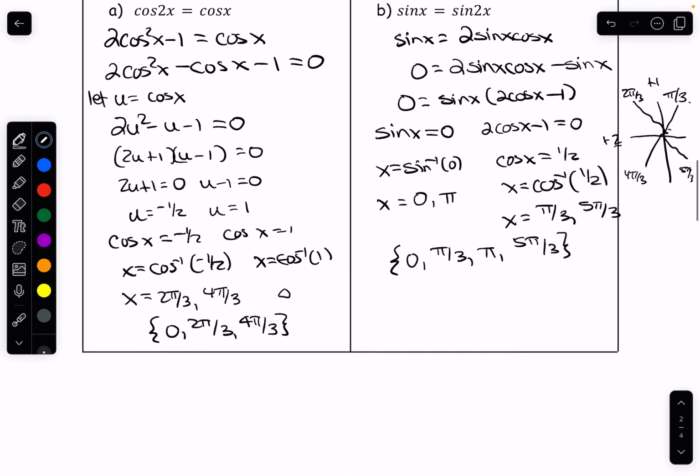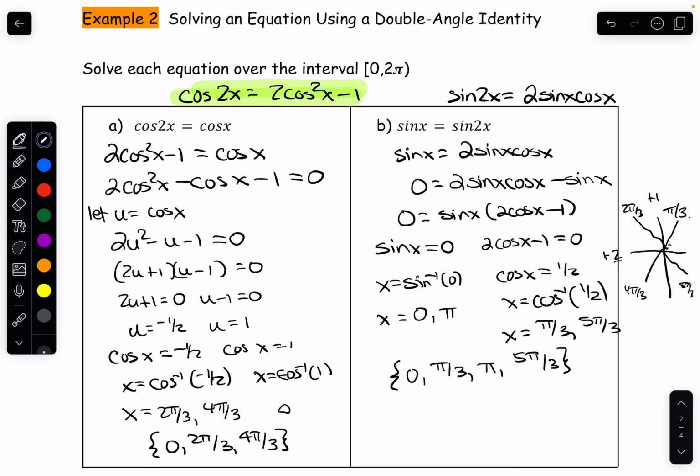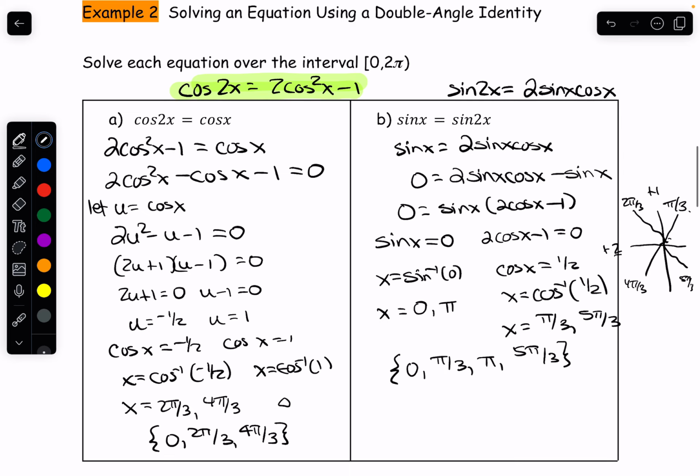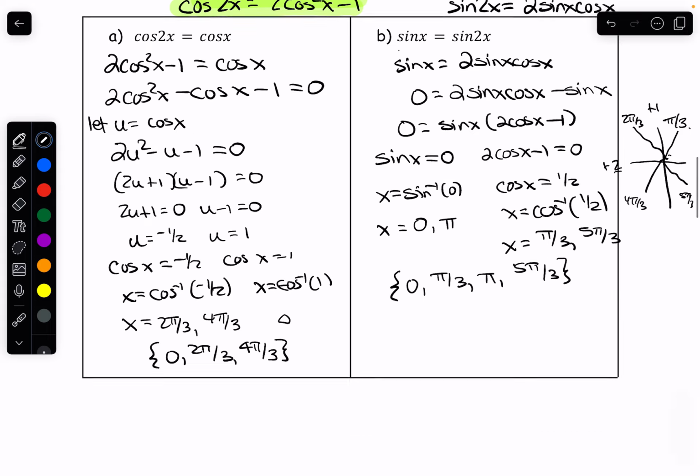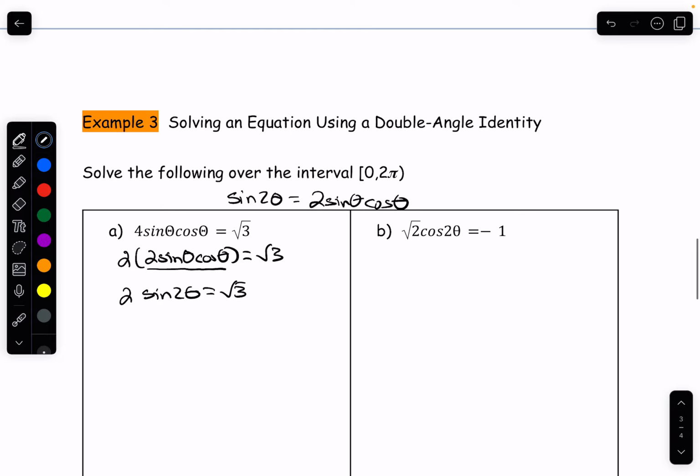Now, unlike up here, where we wanted to get rid of this cosine of 2x and make it a cosine of x, because we had another cosine of x here. Same thing here. We had a sine x and we had a sine 2x. We want everything to be just a sine of a single angle. Here, we don't have that situation. We can solve this for sine. So we'll go ahead and divide by 2. Tells us that the sine of 2 theta is the square root of 3 over 2.